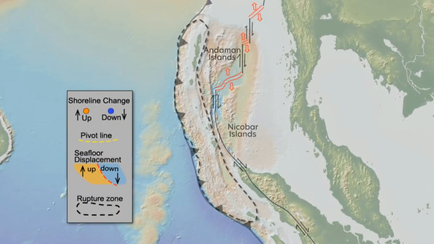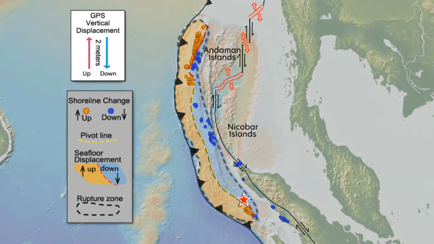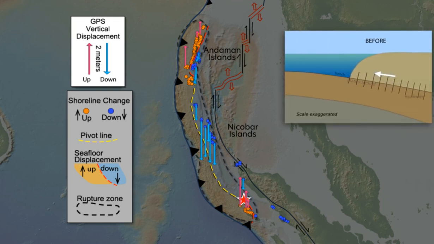Plotting shoreline changes along the rupture zone locates the line between uplifted and downdrop sites passing through the Andaman Islands and west of the Nicobar Islands. GPS observations of vertical displacements document how islands west of this pivot line uplifted by almost 2 meters, while the Nicobar Islands subsided by up to 3 meters. This tilting of the seafloor and islands riding on the upper plate is a signature of a great megathrust earthquake.